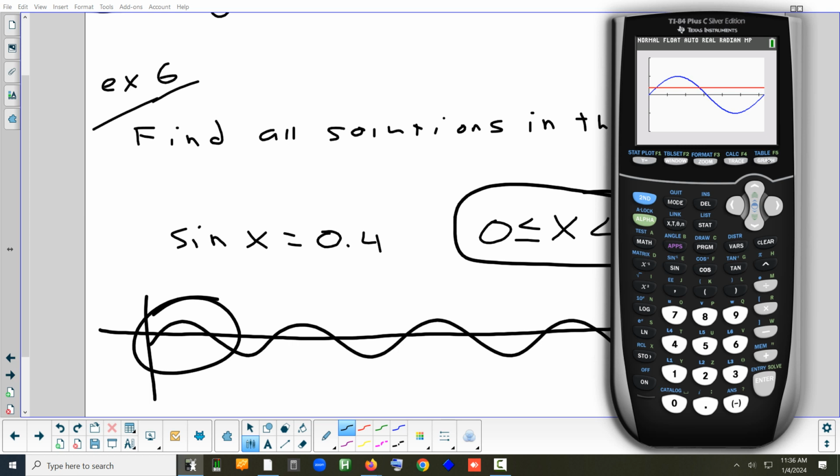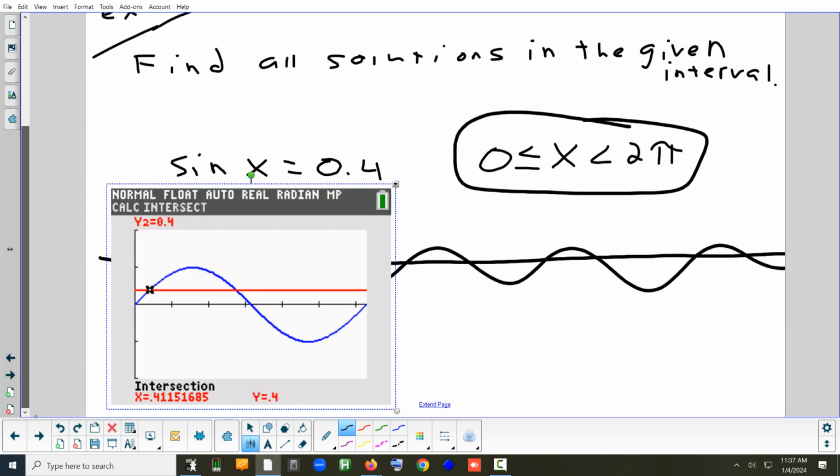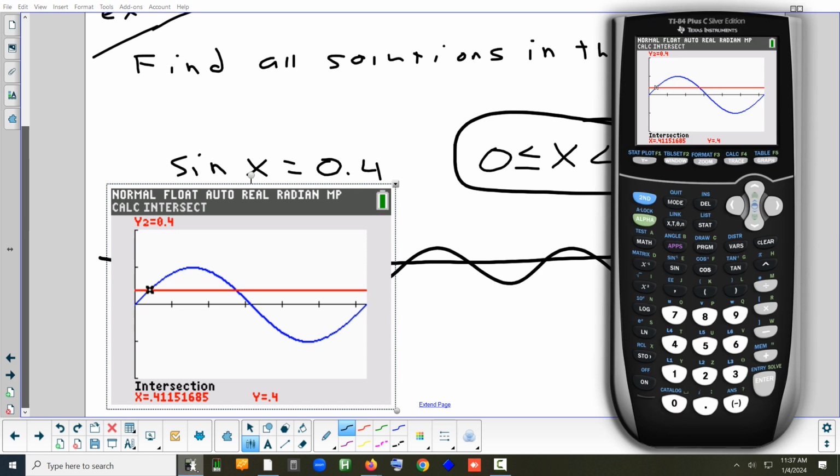And what do you think I have to calculate now? Got to calculate the intersect, and how many are there? 2. Going to be 2. So the second calc, intersect. Okay, I'm going to do the one on the left first. So because there's 2 of them, is the guess important? Yes, it is. You got to make sure that you move it closer to the one you want. And there is your first answer, 0.411. Okay, and that's exactly what I had doing it without a graph, 0.411.